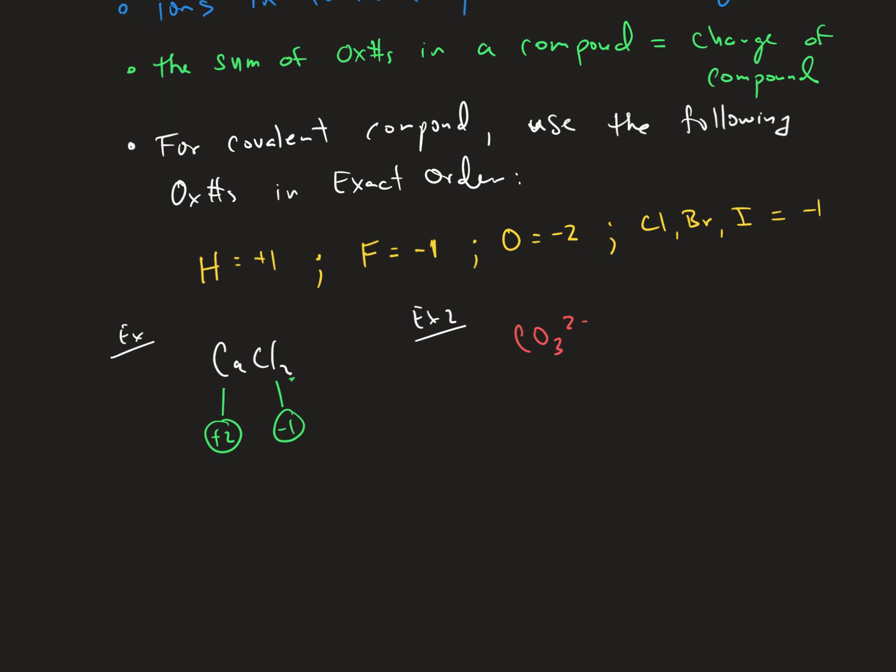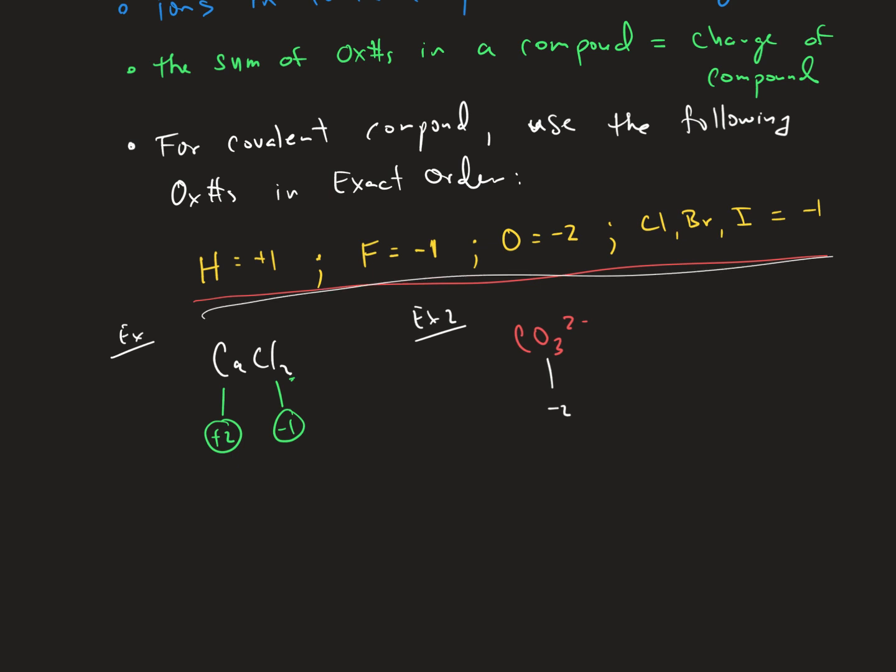Here's how we do it. We go in this order. This is a covalent compound. Does our compound have a hydrogen in it? No. Does it have fluorine? No. Does it have oxygen? Okay. That tells us the oxidation number for oxygen is what? -2. Now we have to figure out what the oxidation number is for carbon.